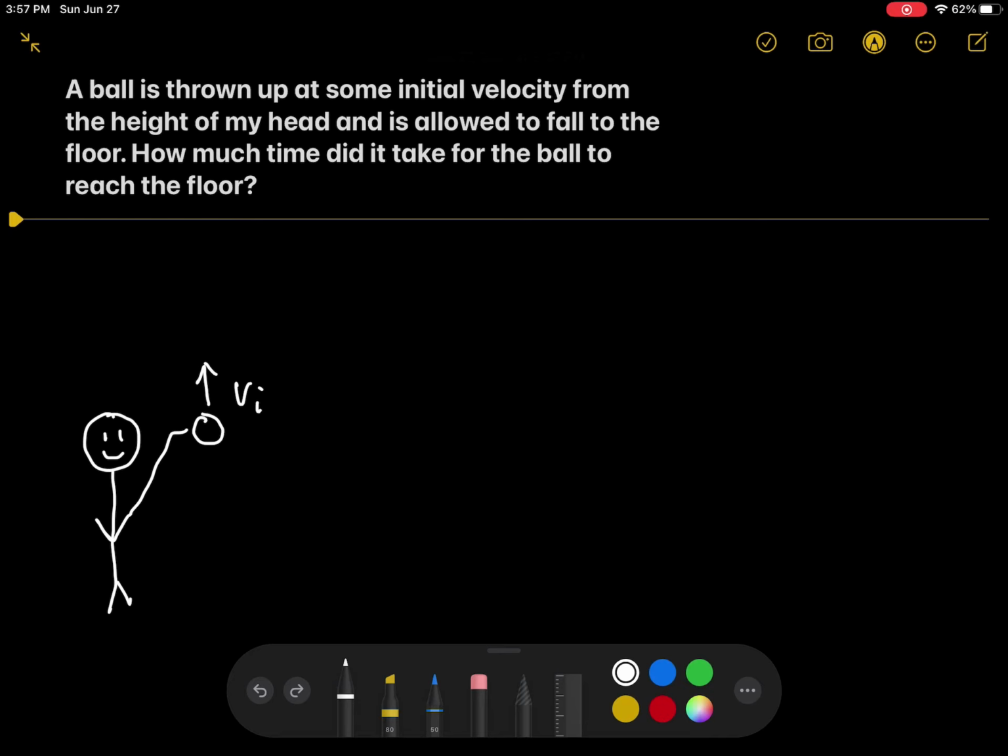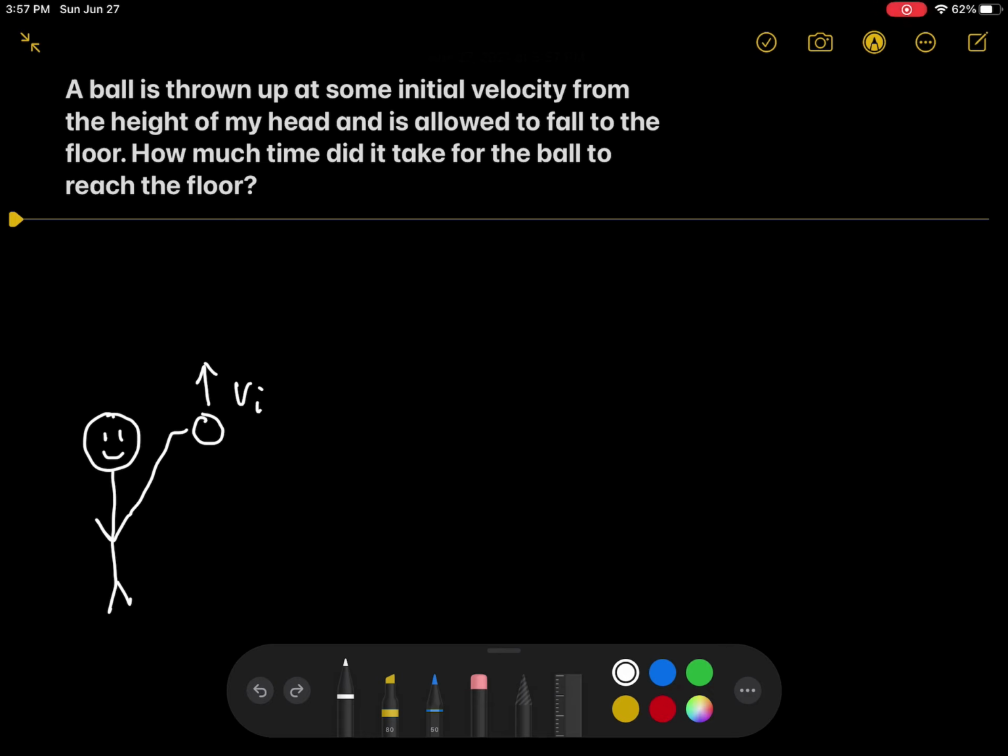Hello again everybody. In today's video, we're going to try to use each of the four kinematic equations, starting with this one right now. A ball is thrown up at some initial velocity from the height of my head and is allowed to fall to the floor. How much time did it take for the ball to reach the floor?